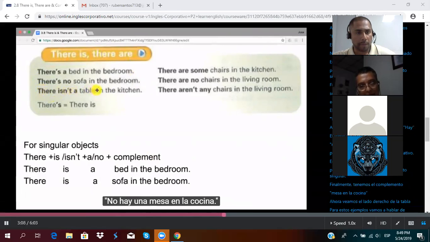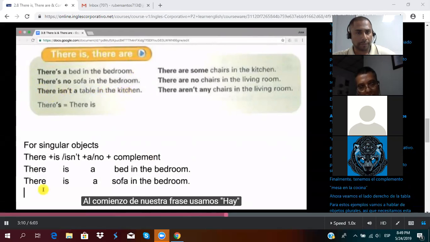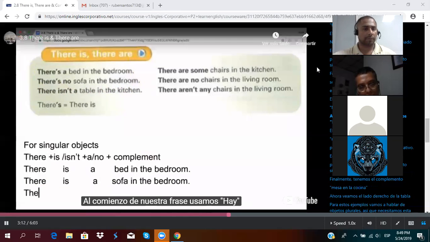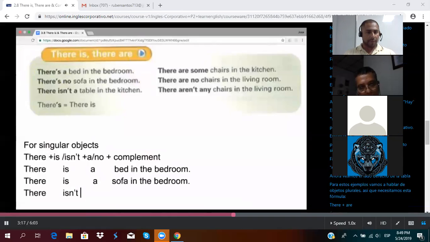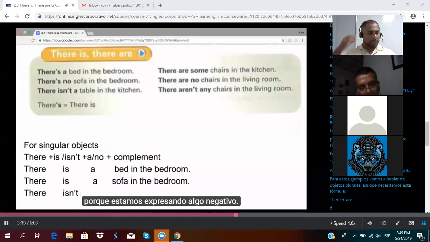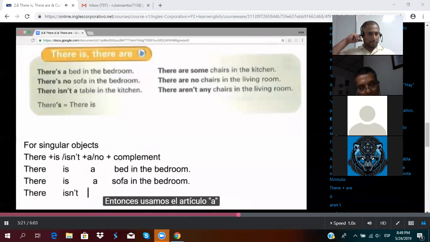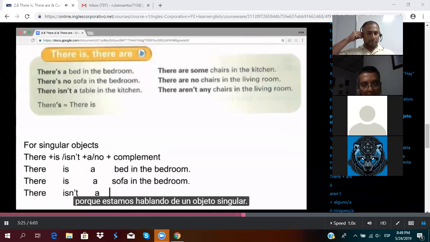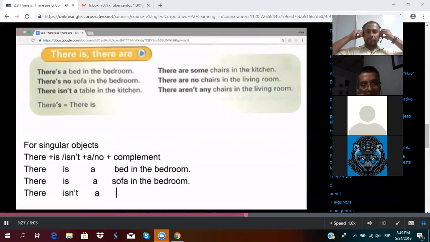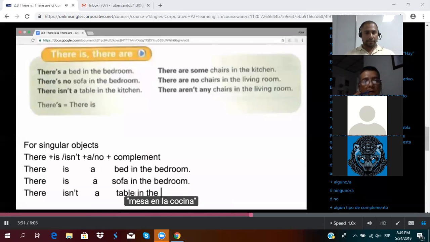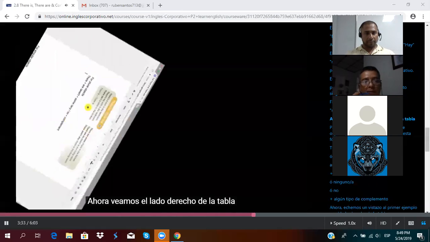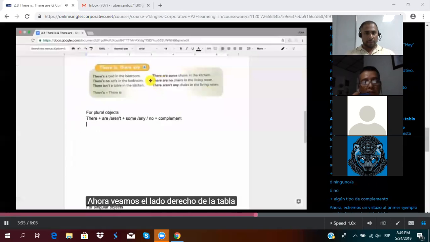The last example. There isn't a table in the kitchen. At the beginning of our sentence, we use there. The verb to be is isn't because we're expressing something negative. Then we use the article a because we're talking about a singular object. Finally, we have the complement. Table in the kitchen. Now let's look at the right hand side of this chart.